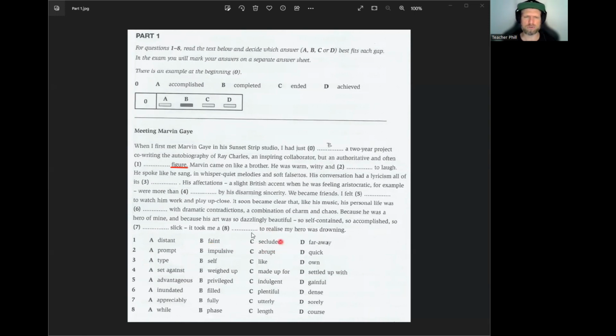Secluded, I would use that maybe with something that is a little bit isolated, like a secluded beach or something like this. And far away talks about, like, I would say literally about a long distance. So I think here a distant figure, something who is not very communicative. I think that matches authoritative quite well. So I go with A. I'll just put that here in the gap.